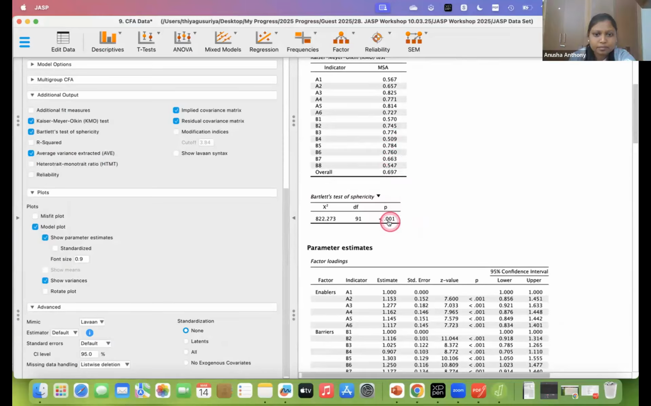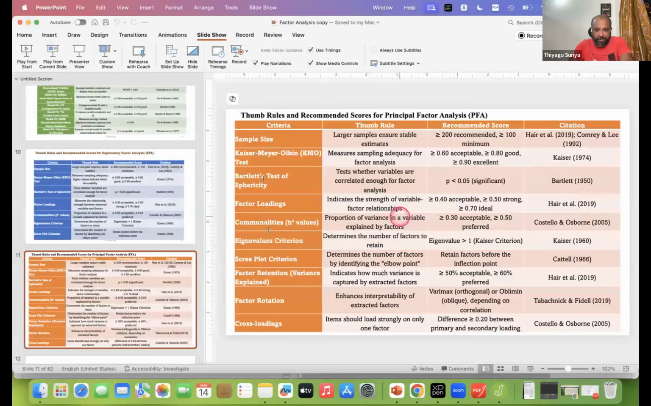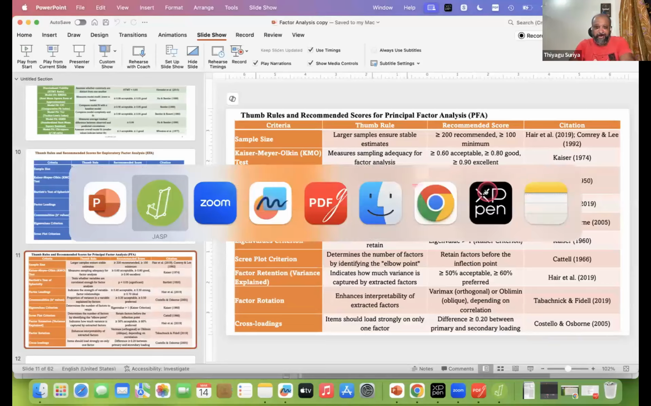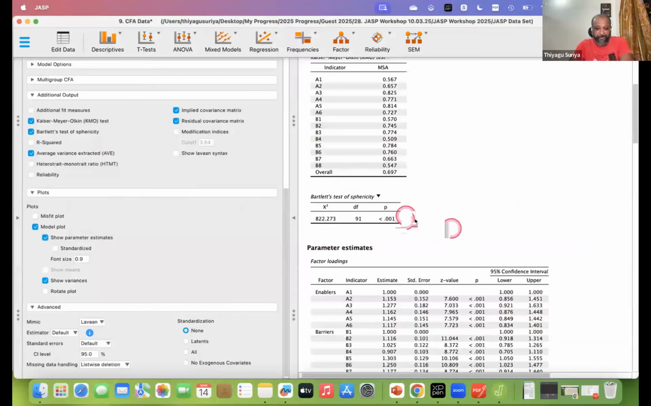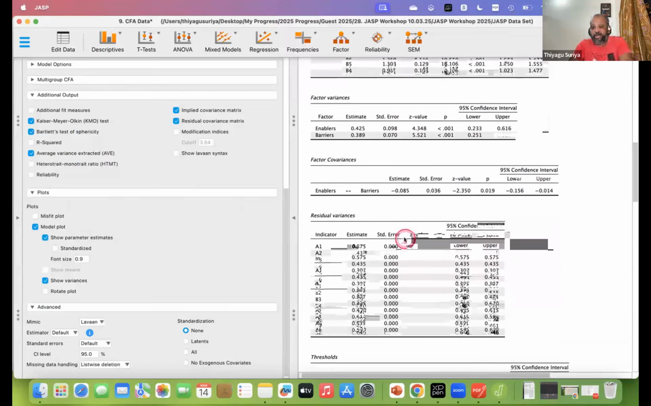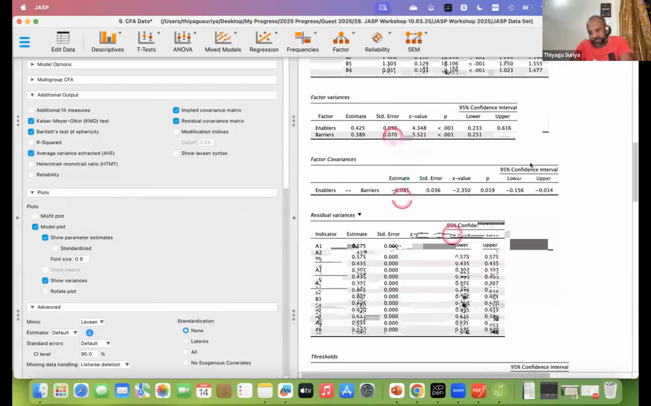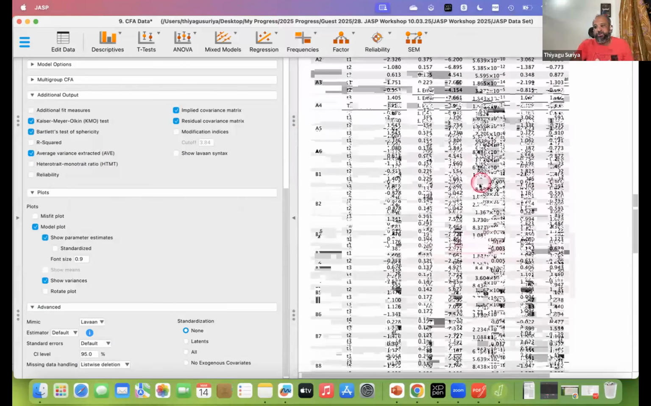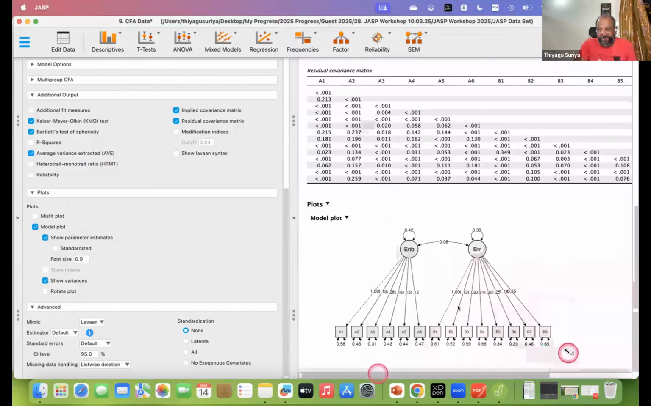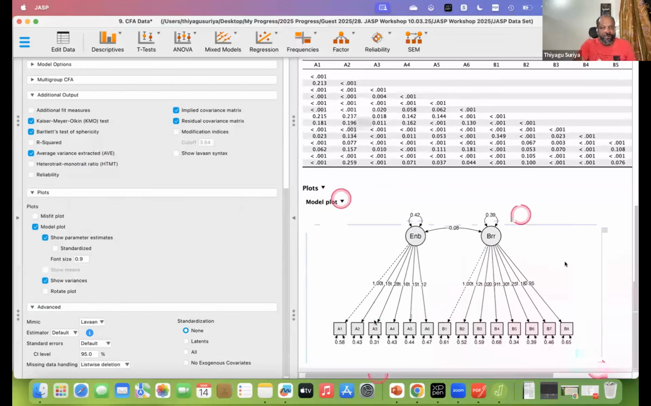And there is another test, Bartlett's test of sphericity. It tests whether the variables are correlated enough for factor analysis. P less than 0.05 is significant. Now you can see it is significant, it is satisfied. So this way we can do the analysis, and the table scores come into the diagram. You can write the interpretation based on this. It will be better if you keep the diagram and write the rule of thumb.